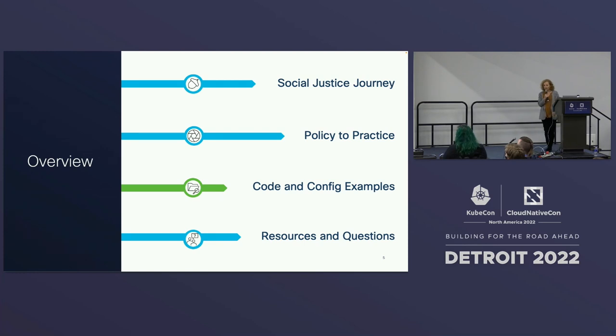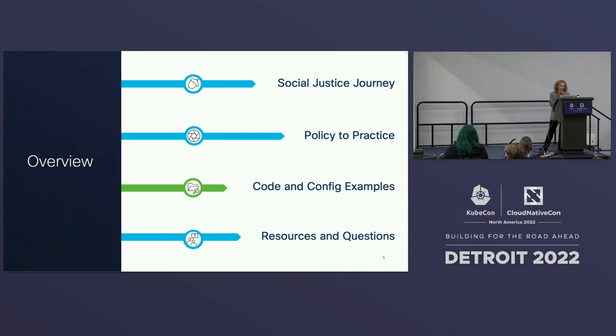But this is what I'm going to do as an overview. We're going to talk about our social justice journey at Cisco, try to give people some ideas how it might fit into your own company, into your own organizations. I'm going to talk about how that works as policy to practice. That's not easy, but there are practical ways to go about it. And then I'm going to give some practical examples, code and configuration, what we've observed, what I've observed out in the wild, and how we're tackling it. And then I'm also going to give some resources that we have available that we're trying to share so that others can work with us on this problem.